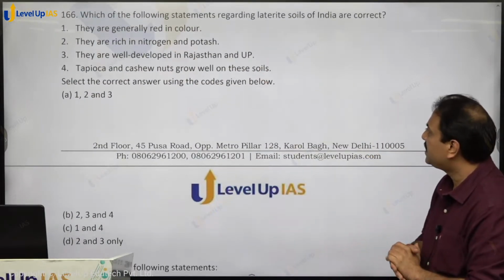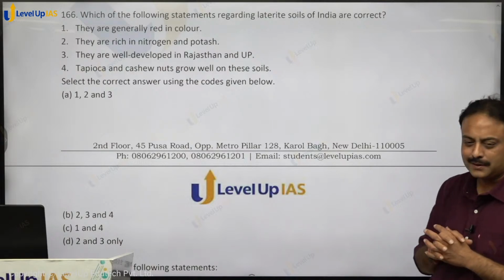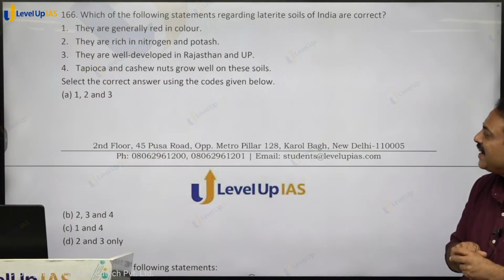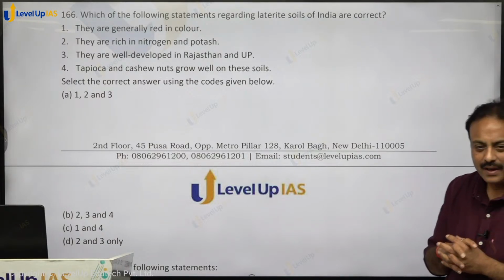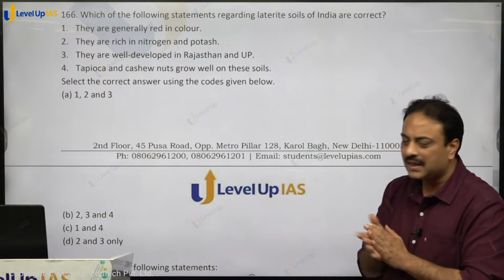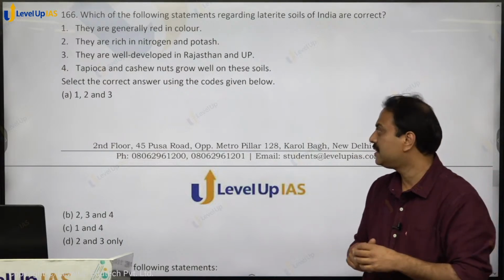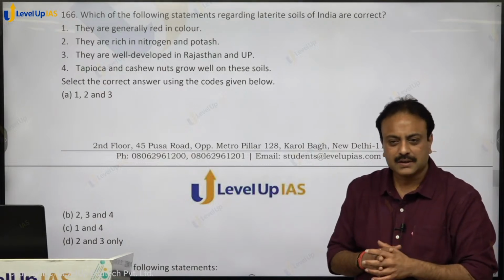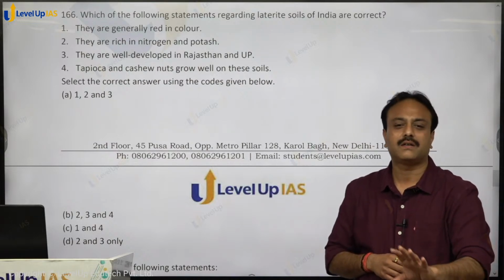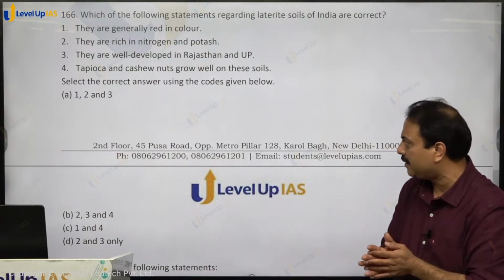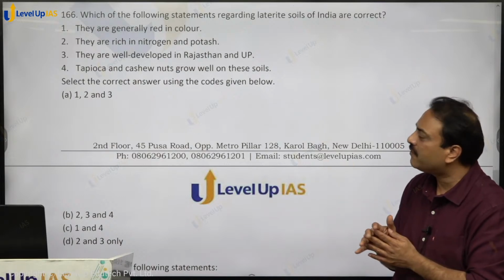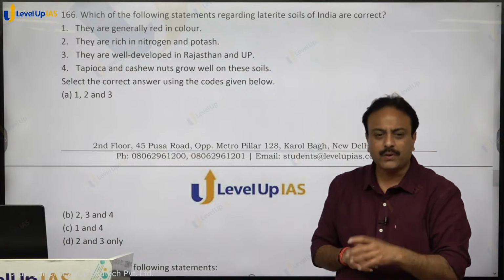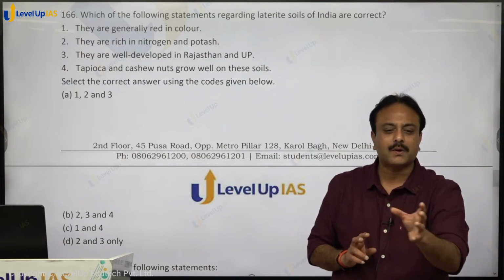Which of the following statements regarding laterite soils of India are correct? Now it is not environment, soil has come. They are generally red in color, yes or no? Laterite soil is red in color. It has a concentration of iron. Yes. They are rich in nitrogen? No soil in India is rich in nitrogen. All are poor in nitrogen, it may be low, but not sufficient anywhere. So this is wrong. They are well developed in Rajasthan and UP? They are generally not found in Rajasthan and UP, maybe in traces somewhere.